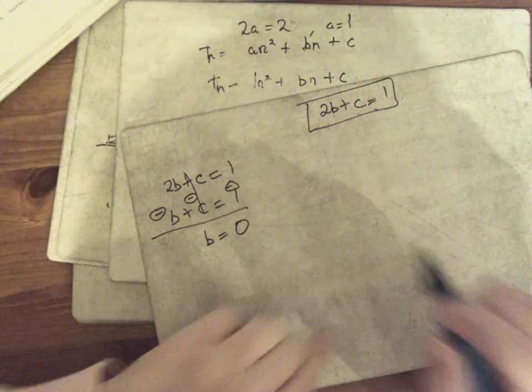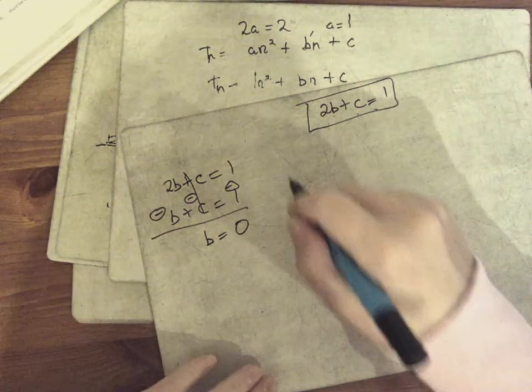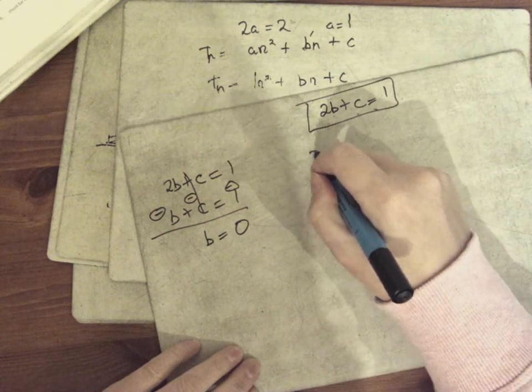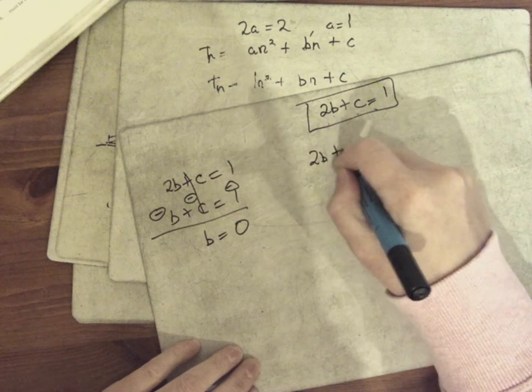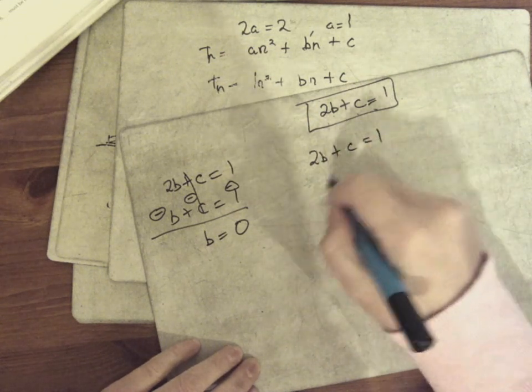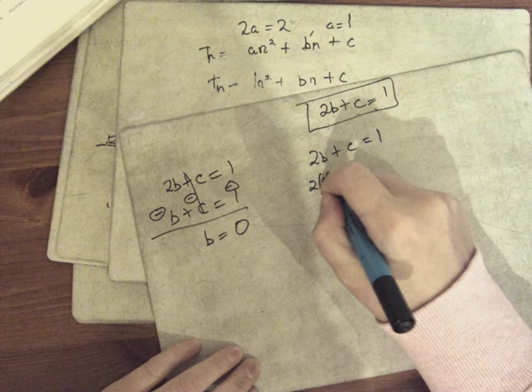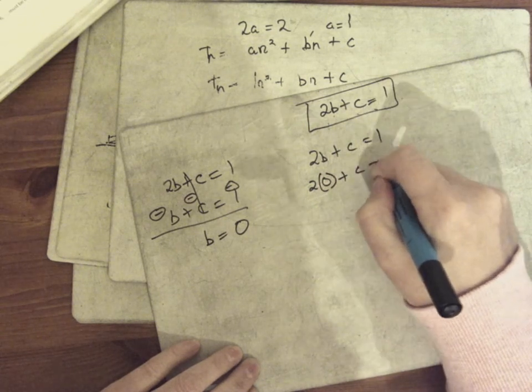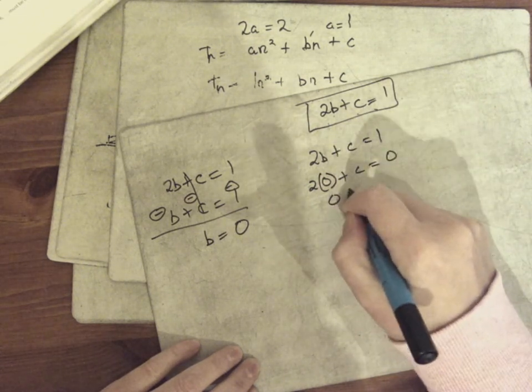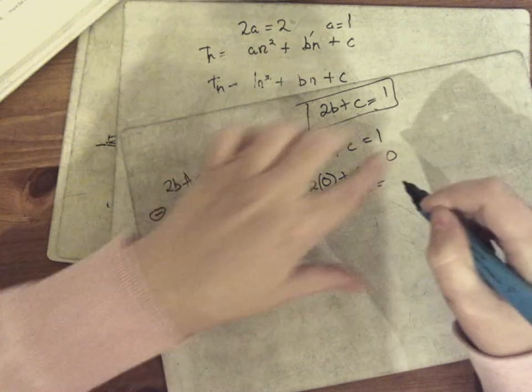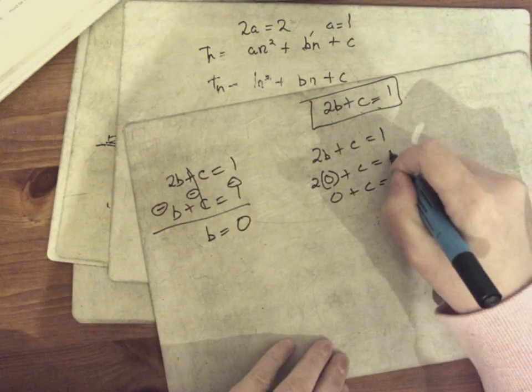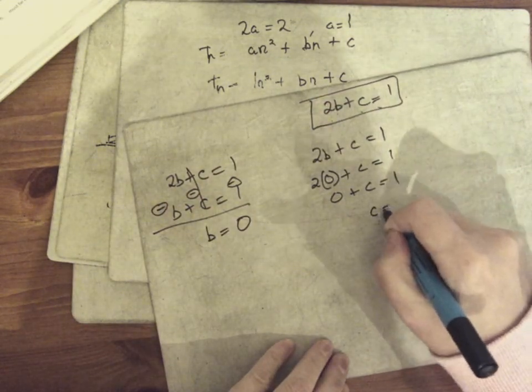I now have to find c. So 2b plus c equals 1. So 2 times 0 plus c equals 1. So that's 0 plus c equals 1, so that means c is equal to 1.